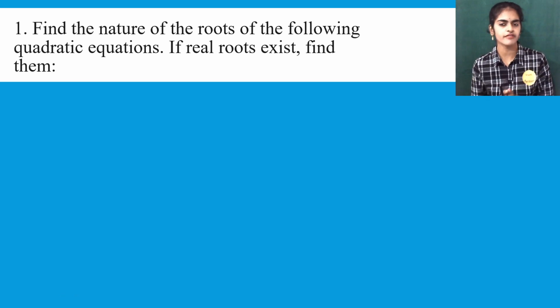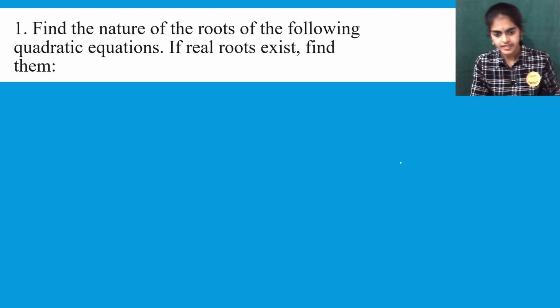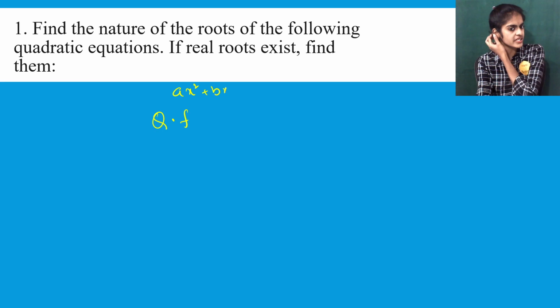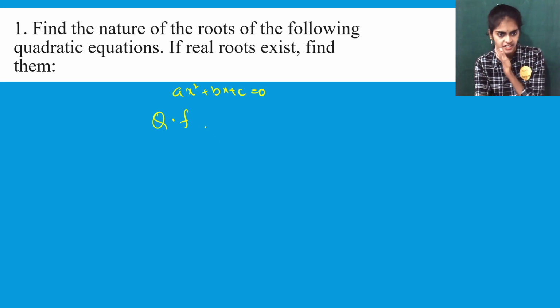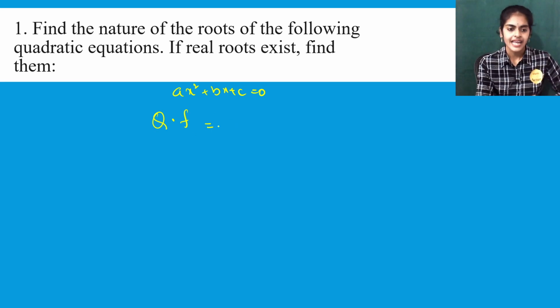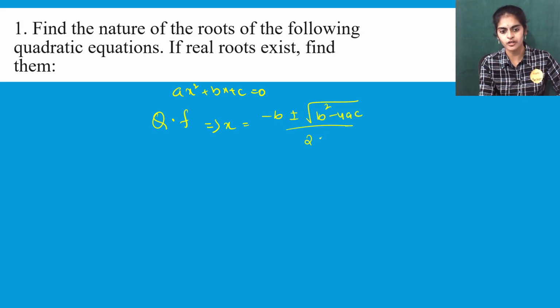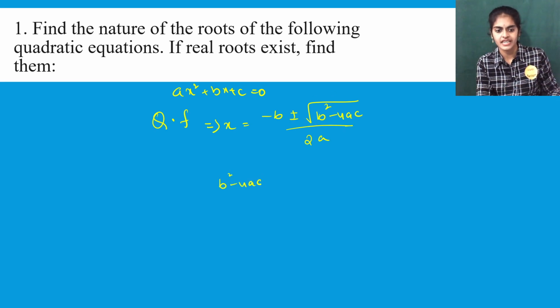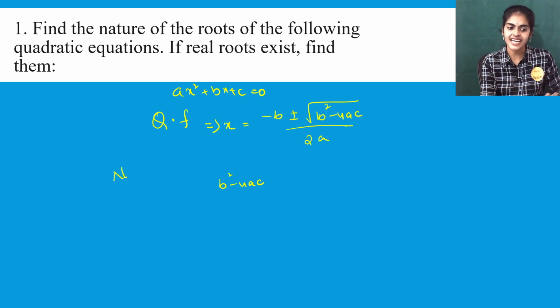How do you find the nature of a quadratic equation? You have learnt about the quadratic formula. If ax square plus bx plus c equal to 0 is a quadratic equation, then you can find the roots using the formula x equals minus b plus or minus root over b square minus 4ac upon 2a. Now under the root you have b square minus 4ac. This b square minus 4ac decides the nature of the roots.